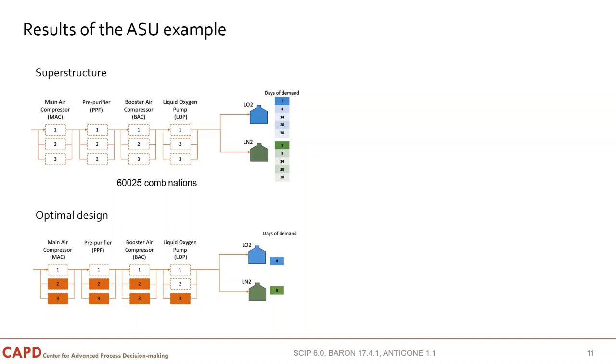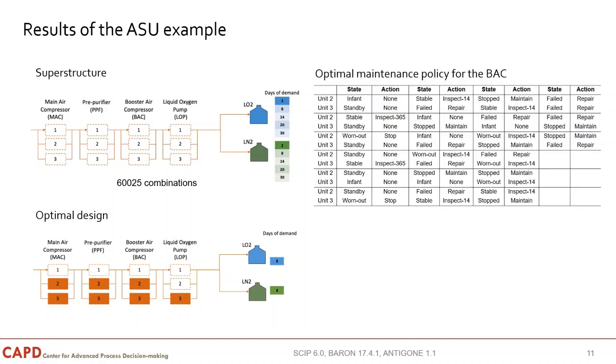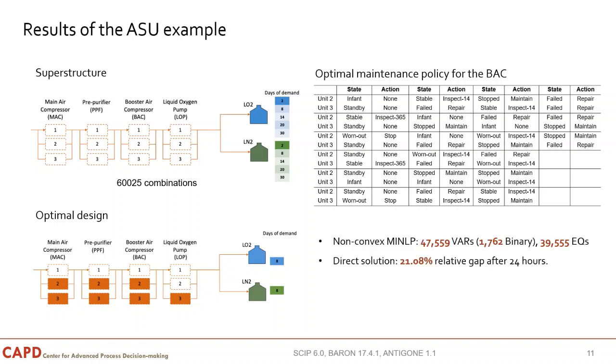So 60,000 is already a hard number for discrete event simulation to cover all of them. But another result of our model is the optimal maintenance policy for each stage. Here's an example of the booster air compressor. If we consider the decisions made here, that's an impossible number of combinations to be covered by discrete event simulation. And although our direct solution of the MINLP only reaches about a 20% gap after a day, the custom algorithm we proposed can solve it within 441 CPU seconds.